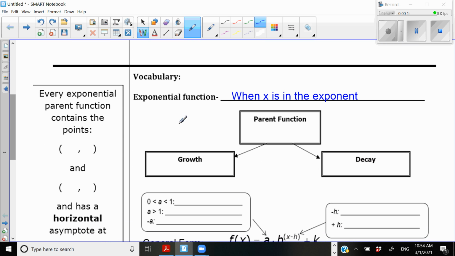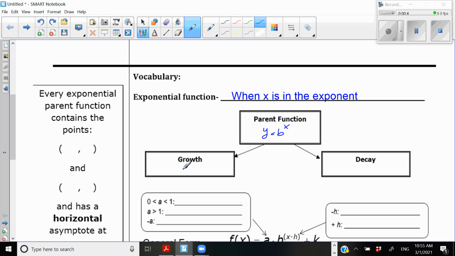First of all, let's see what an exponential function is. If your function has an exponential term and the x is in the exponent, then we have an exponential function. The parent function looks like this, y equals b to the power of x. So as you see, we have an exponential term here. The base is a number like b, and the exponent is our variable. X is in the exponent. So that's why we call this an exponential function.